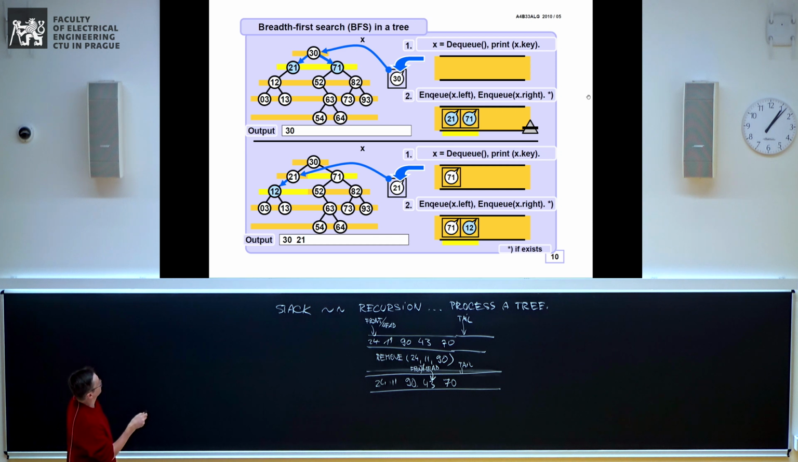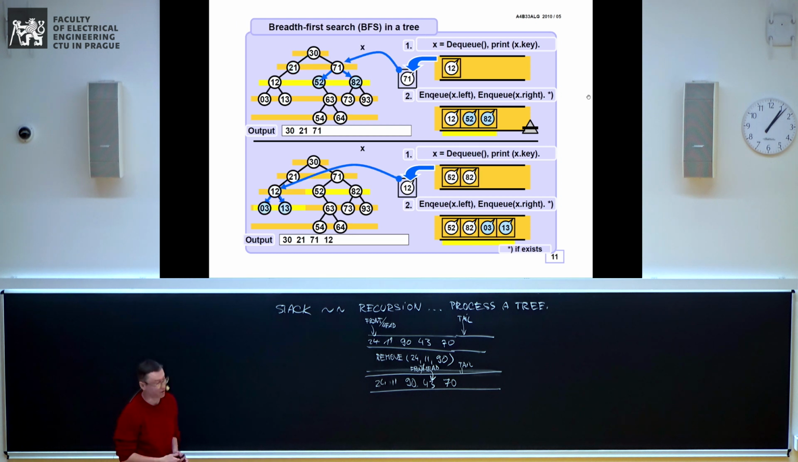We have already 30 and 21 here down in the output, so next will be 71 from the right branch of the tree, and that's exactly what's going to happen. You remove 71, and 12, which was added there a while before, just stays in the queue. So 71 goes out, and then the second part of the loop, you can see, you insert its 2 children into the queue, and there they are. So and so on and so on.